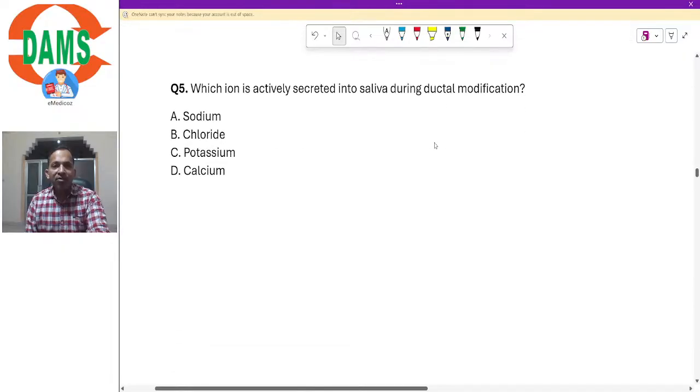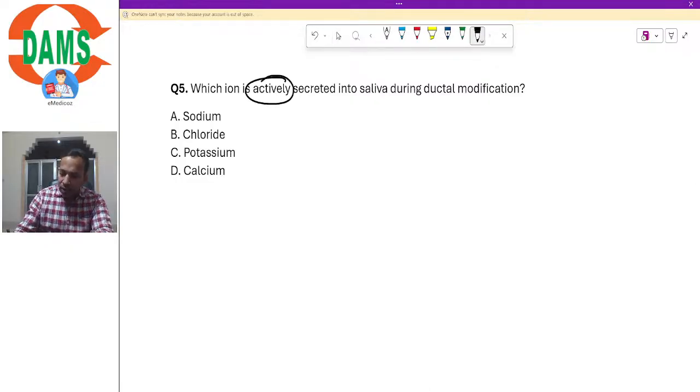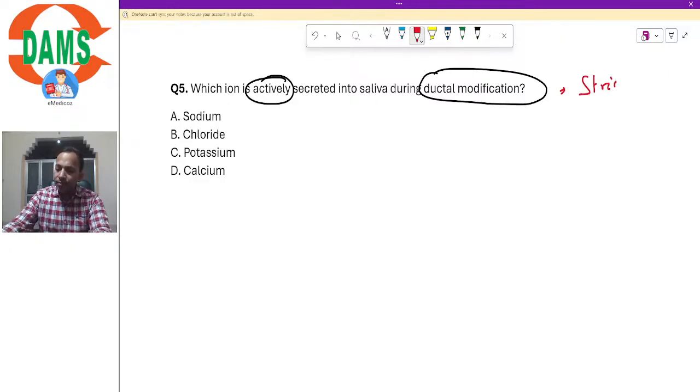So next question, which ion is actively secreted into saliva during ductal modification? So where is ductal modification taking place? At the striated duct, isn't it? Striated duct में हो रहा है ना ductal modification. तो कौन सा आयन इसमें से actively secrete हो रहा है?